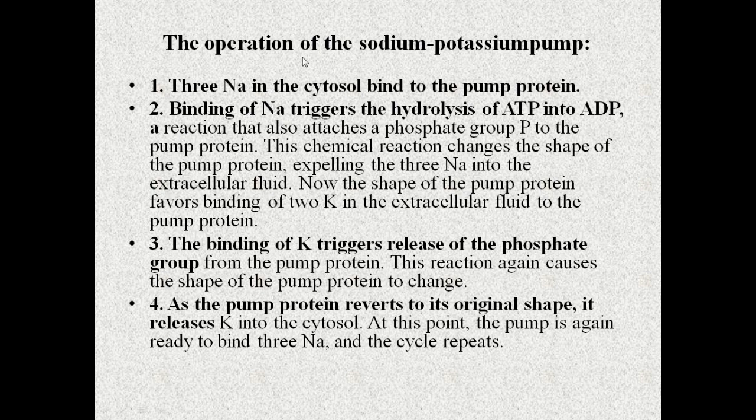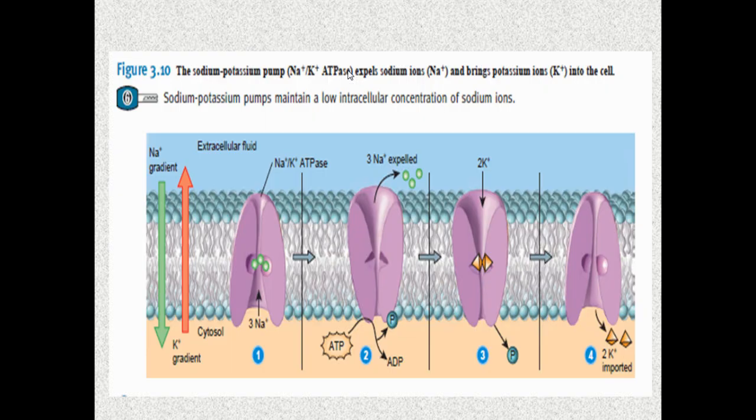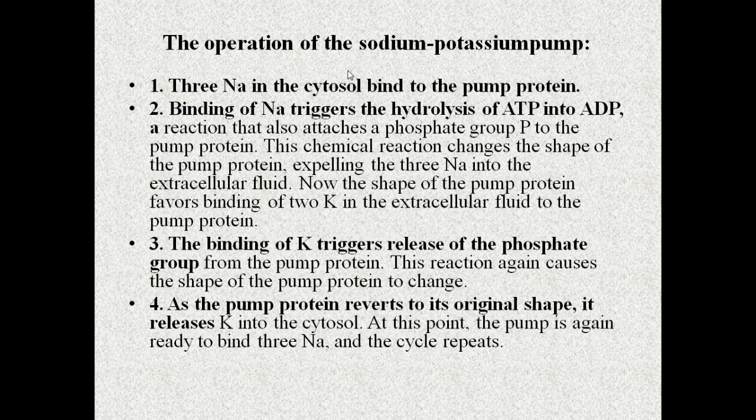So what are the different stages of the operation of the sodium potassium pump? How does it work? Three sodium molecules are transported out of the cytosol. The first step, as you have seen in the previous picture, is that three molecules of sodium bind to the pump. Where does it bind? It binds in the region of the cytosol.